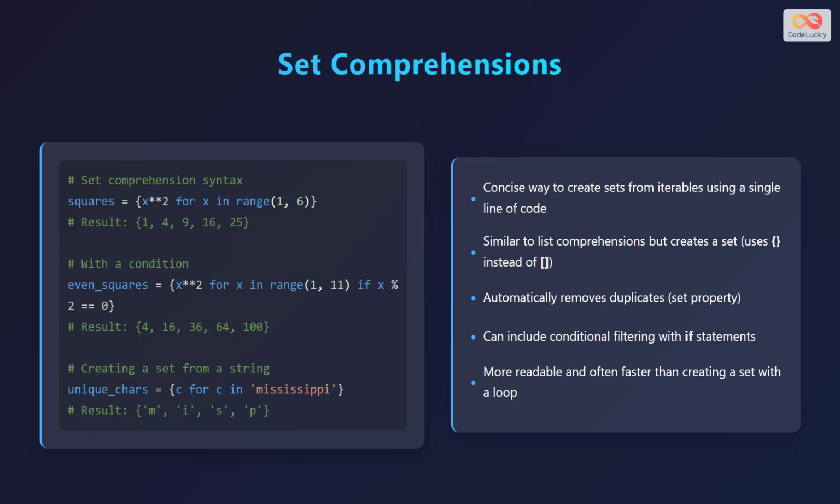Set comprehensions provide a concise way to create sets from iterables using a single line of code. They are similar to list comprehensions, but create a set using curly braces instead of square brackets. Set comprehensions automatically remove duplicates, which is a key property of sets. You can also include conditional filtering using if statements within the comprehension. Set comprehensions are often more readable and faster than creating a set with a loop.